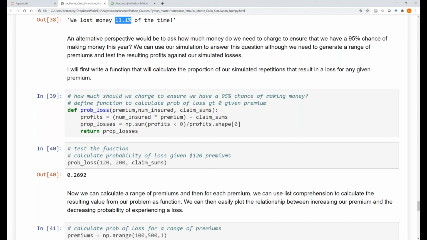So what I'm going to do is generate a list of potential premiums we could charge, and then calculate for every single one of them what proportion of the time we would lose money.